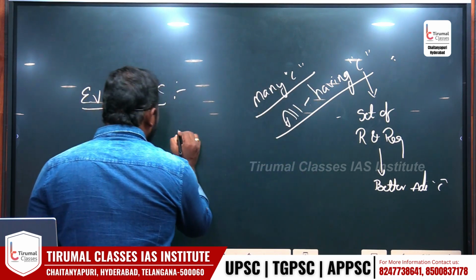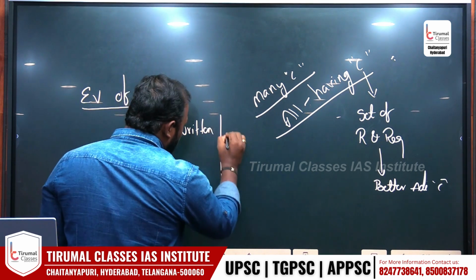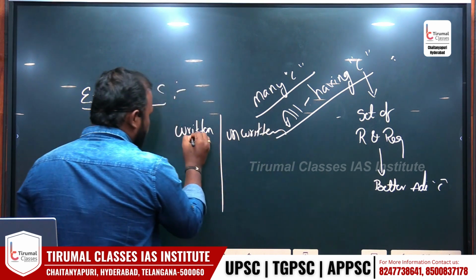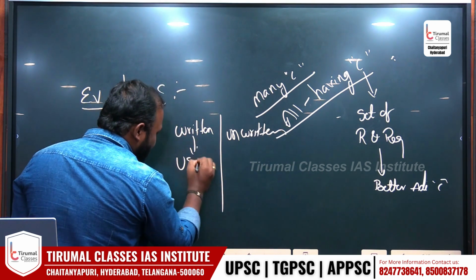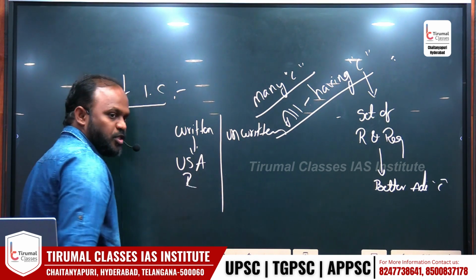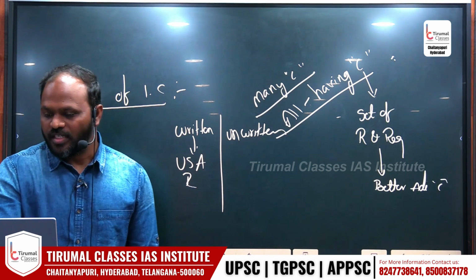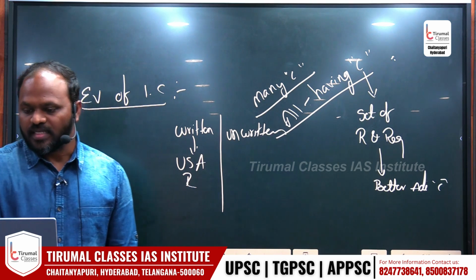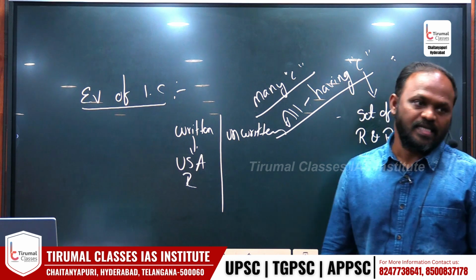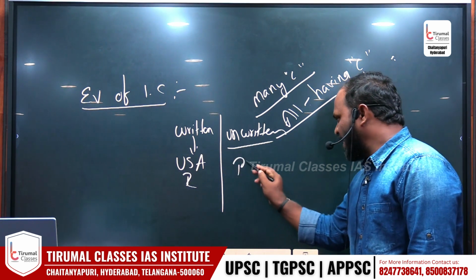But some of the countries are having a written constitution and some of them are having an unwritten constitution. For example, USA is having a written constitution. India is having a written constitution. Maximum countries in the world are having a written constitution. But there are some countries in the world having an unwritten constitution. Example, British.